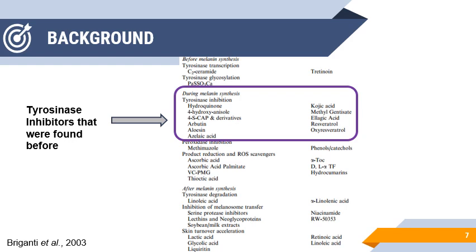And this is the classification of the pigmenting agents. Compounds have been divided and categorized on the basis of the reported mechanisms of interference with melanin synthesis and deposition. In the box are tyrosinase inhibitors that were found before, including hydroquinone, arbutin, azelaic acid, kojic acid, resveratrol, and others.